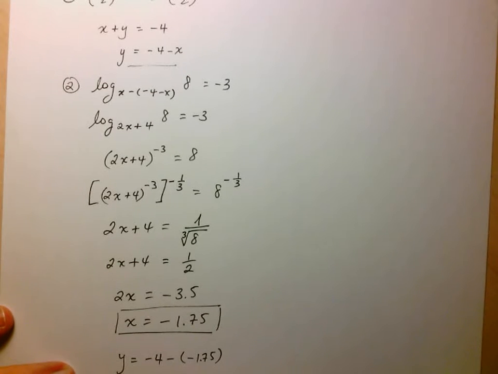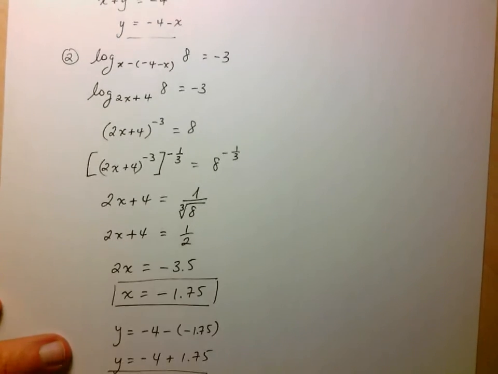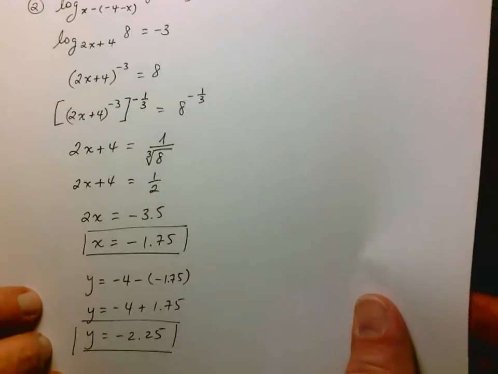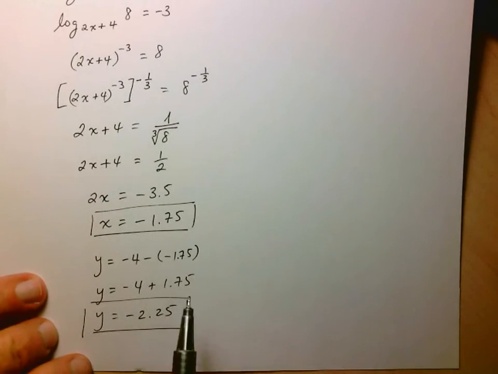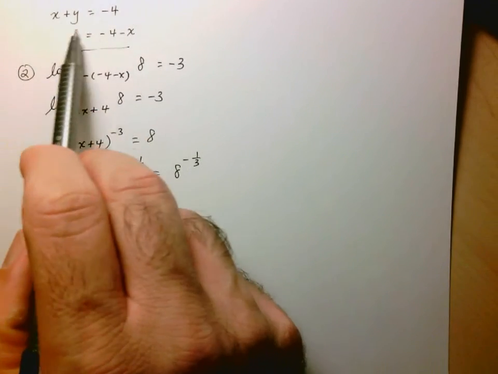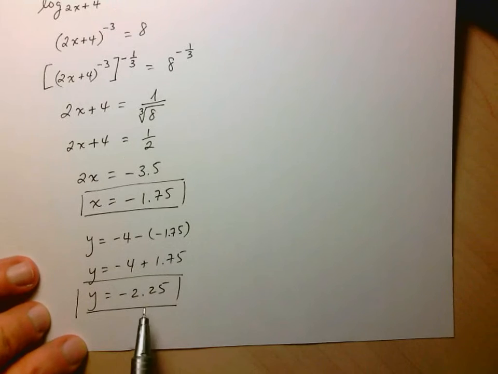So negative 4 plus 1 is negative 3. Negative 3 plus 0.75, so I guess that gives us negative 2.25. And there's our y value. Oh, there you go, sorry. I was writing it down and didn't show you on the piece of paper. So I just replaced this x value in this equation here for y, and found my y value.